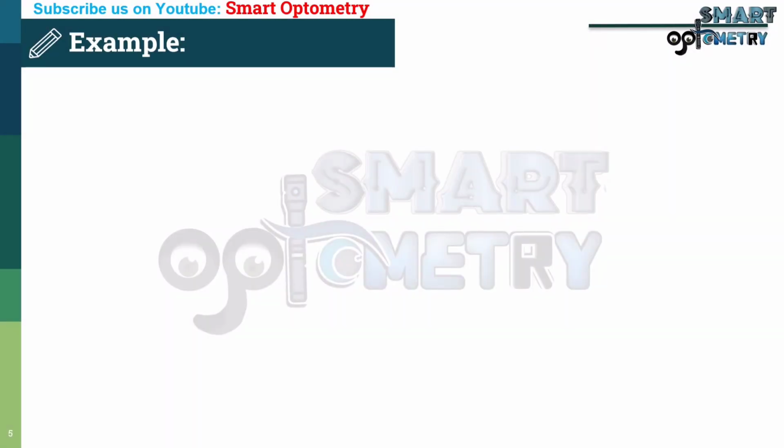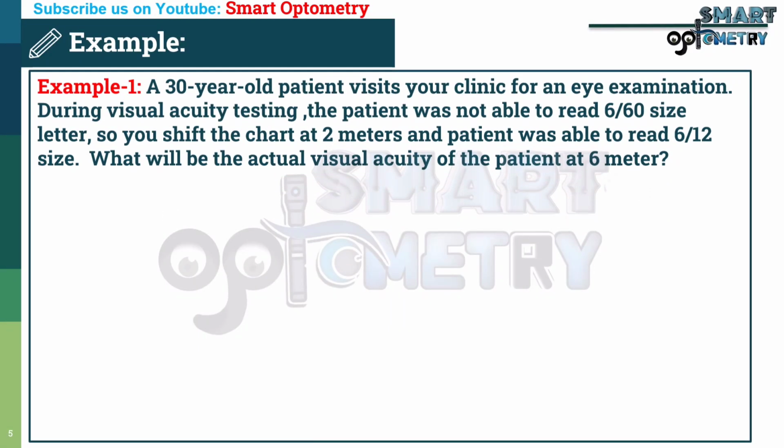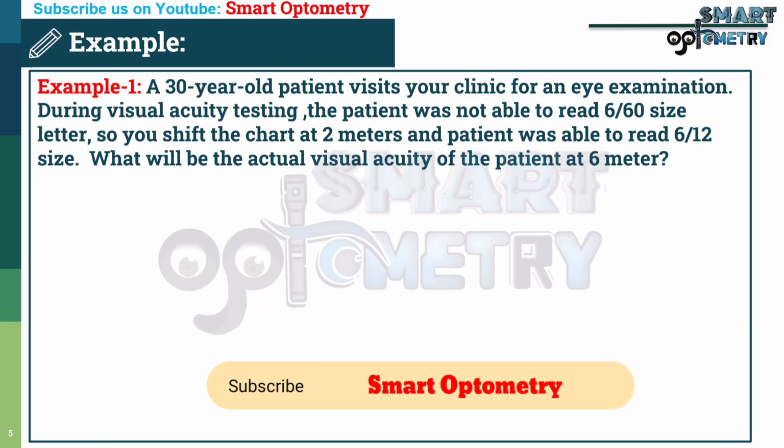Now let's see a few examples. Example 1. A 30 years old patient visits your clinic for an eye examination. During visual acuity testing, the patient was not able to read the 6/60 size letter. So you shift the chart to 2 meters and the patient was able to read the 6/12 size. What will be the actual visual acuity of the patient at 6 meters?